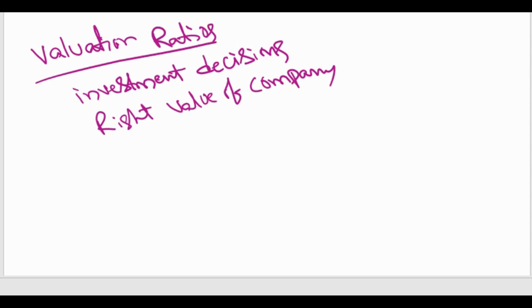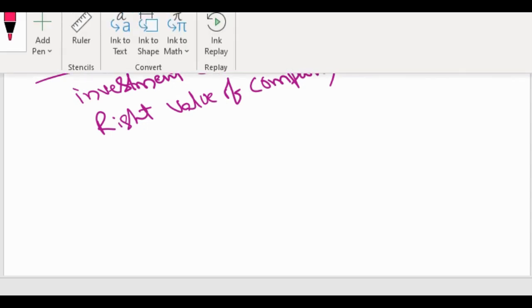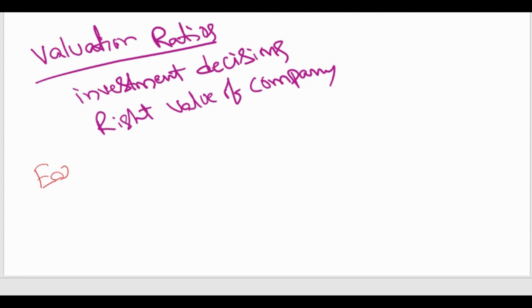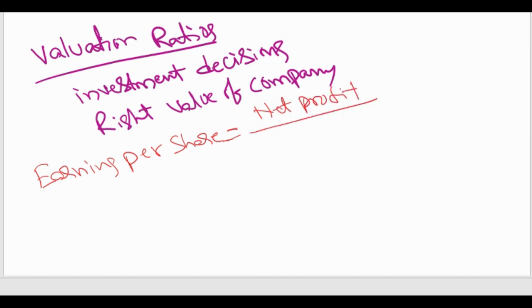So here, what are the various formulas? One is earnings per share, right? So how do you get this earnings per share? Net profit divided by number of outstanding shares. So this is how you get the earnings per share.